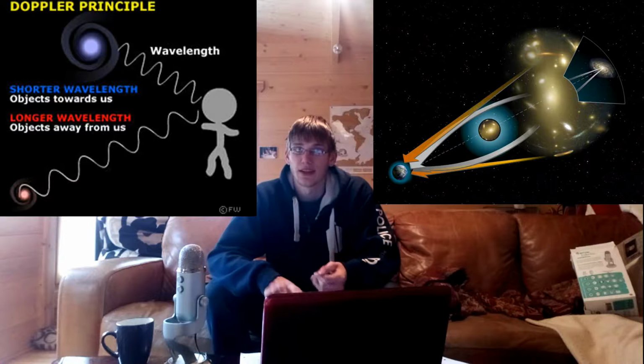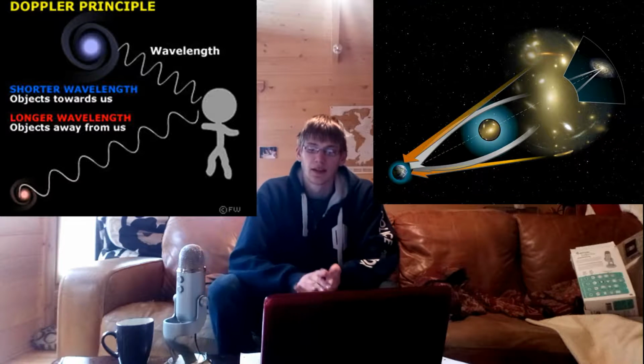So today I'm going to talk to you about two naturally occurring phenomena that are really important to astrophotography and learning about the universe. The two of them are the Doppler Effect and gravitational lensing.